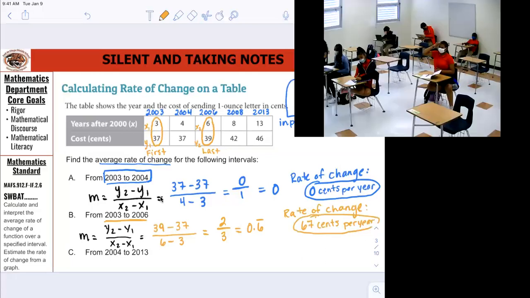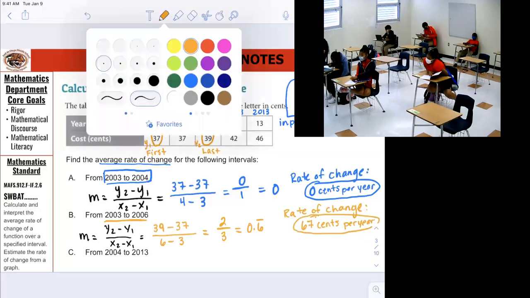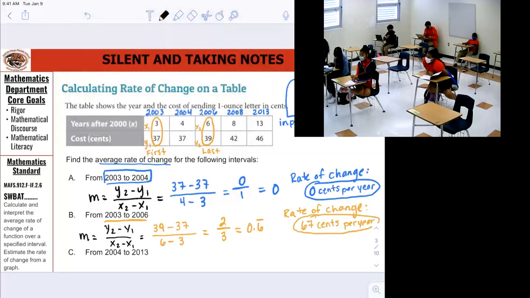So now go ahead, guys, and if it's kind of making sense to you now, I want you to take a look at problem C and try it out on your own. Even if you're still a little bit confused, I just want you to try it, because if you make a mistake, that's an opportunity to learn. So it's totally okay if we make mistakes, because that helps us to learn. So go ahead and see if you can figure out what's the rate of change from 2004 to 2013.